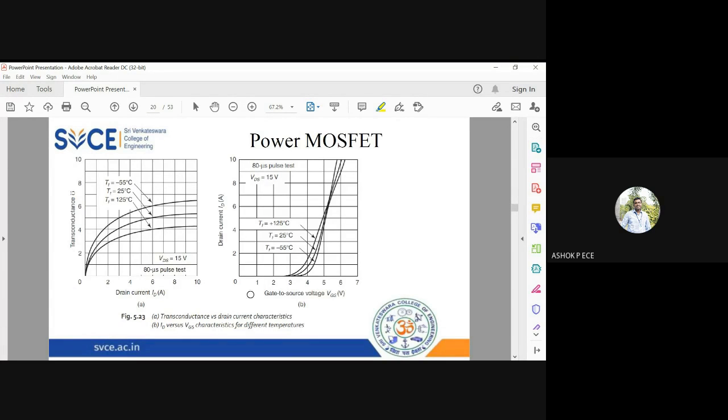You can see that if you vary VGS, the drain current is increasing. And as the temperature increases, the drain current increases even more. These are the two characteristics, the transconductance characteristics and the VGS versus ID characteristics for your power MOSFET. The temperatures considered are minus 55, 25 and 120 Celsius. At these temperatures, they have measured the values for drain current, transconductance and VGS, and the graph is plotted, which shows that the temperature dependence is not a major problem in a power MOSFET because the graphs are very close.